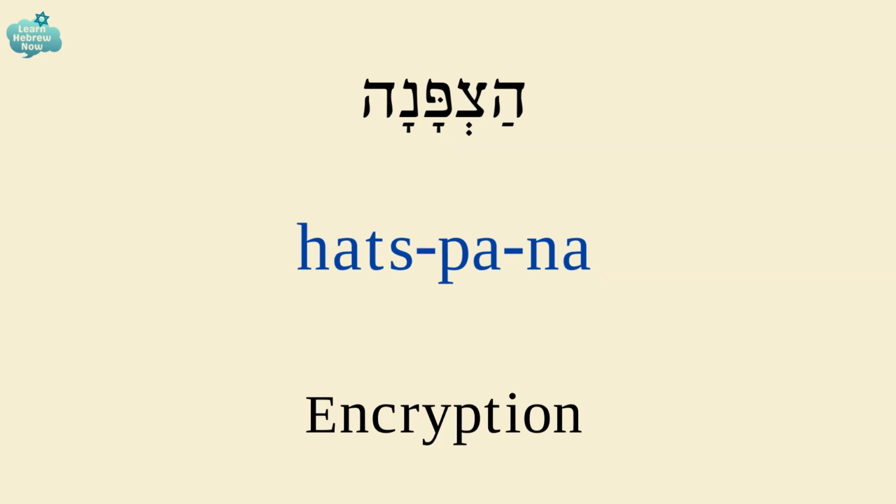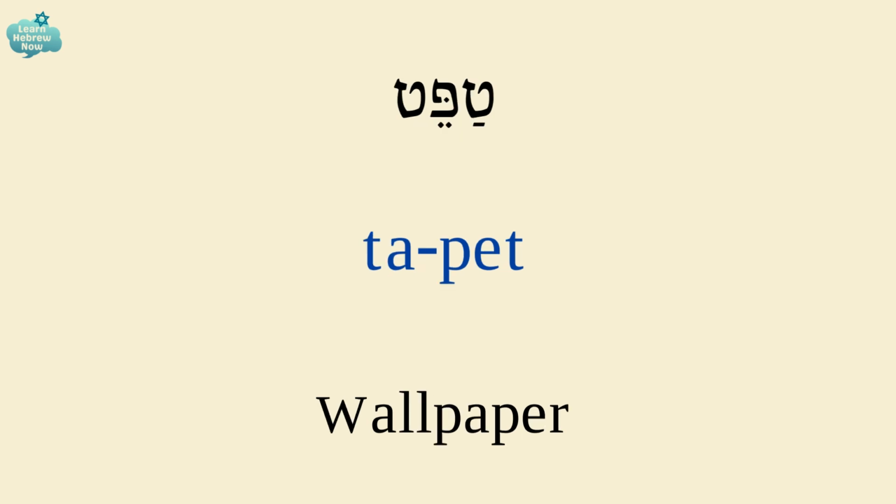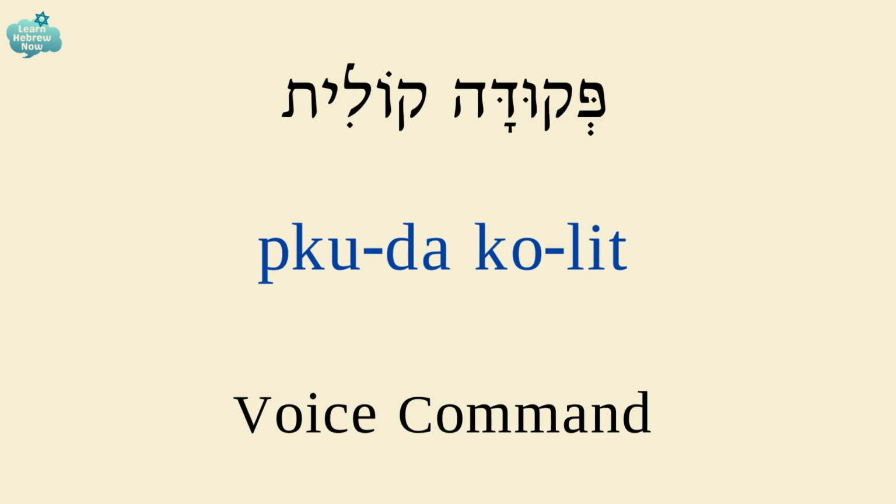Encryption is הצפנה. A password is סיסמה. A wallpaper is טפט. Home screen is מסך הבית, מסך screen, הבית the home. Voice command is פקודה קולית, פקודה command, קולית vocal.